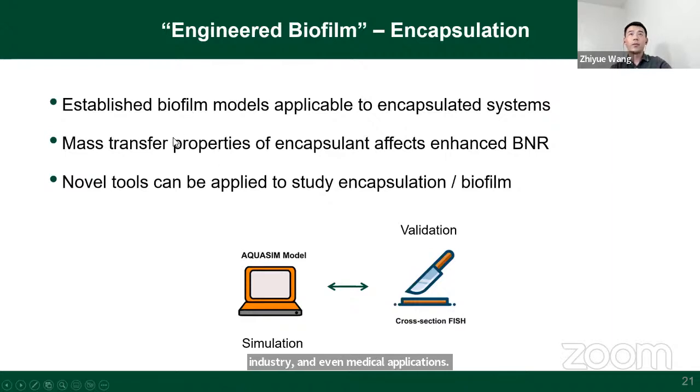Secondly, I showed just now that the mass transfer properties of the encapsulant can be very significant. It affects the growth of all the nitrogen removing bacteria inside, and it also determines where and how fast they grow within the encapsulant. And lastly, with new tools, we can study and validate some of the model predictions, and then go through this iterative loop of simulation and validation to further understand and advance this technology.